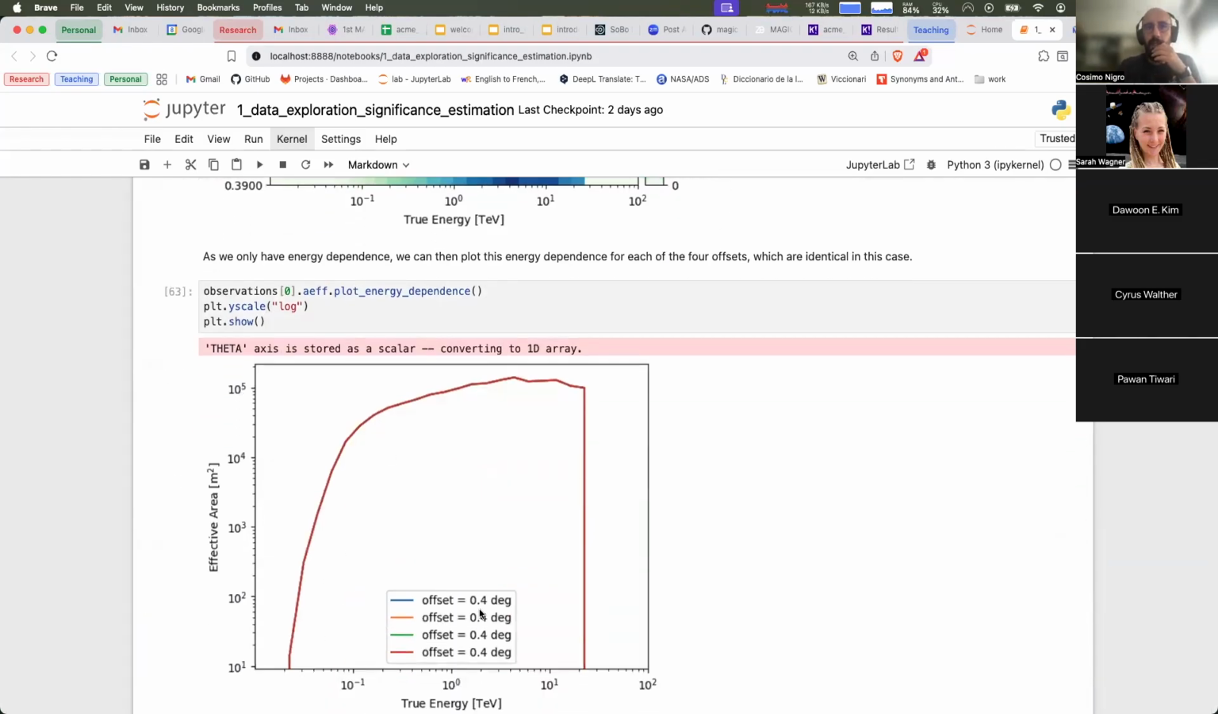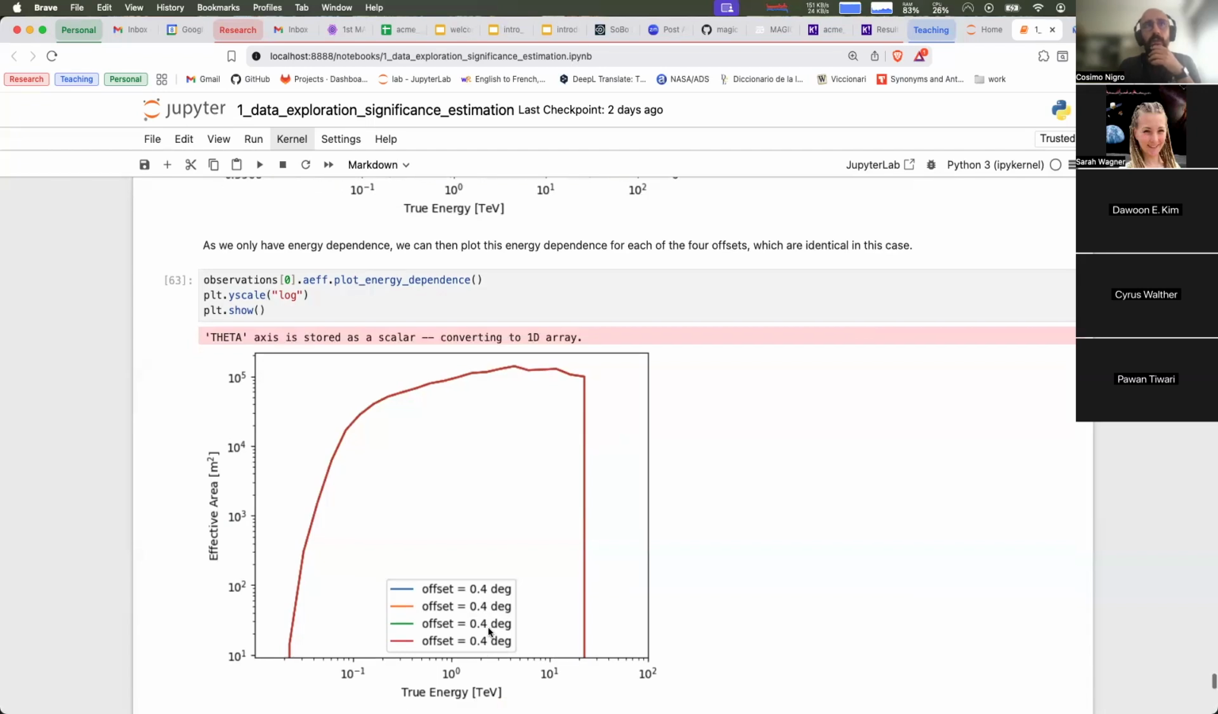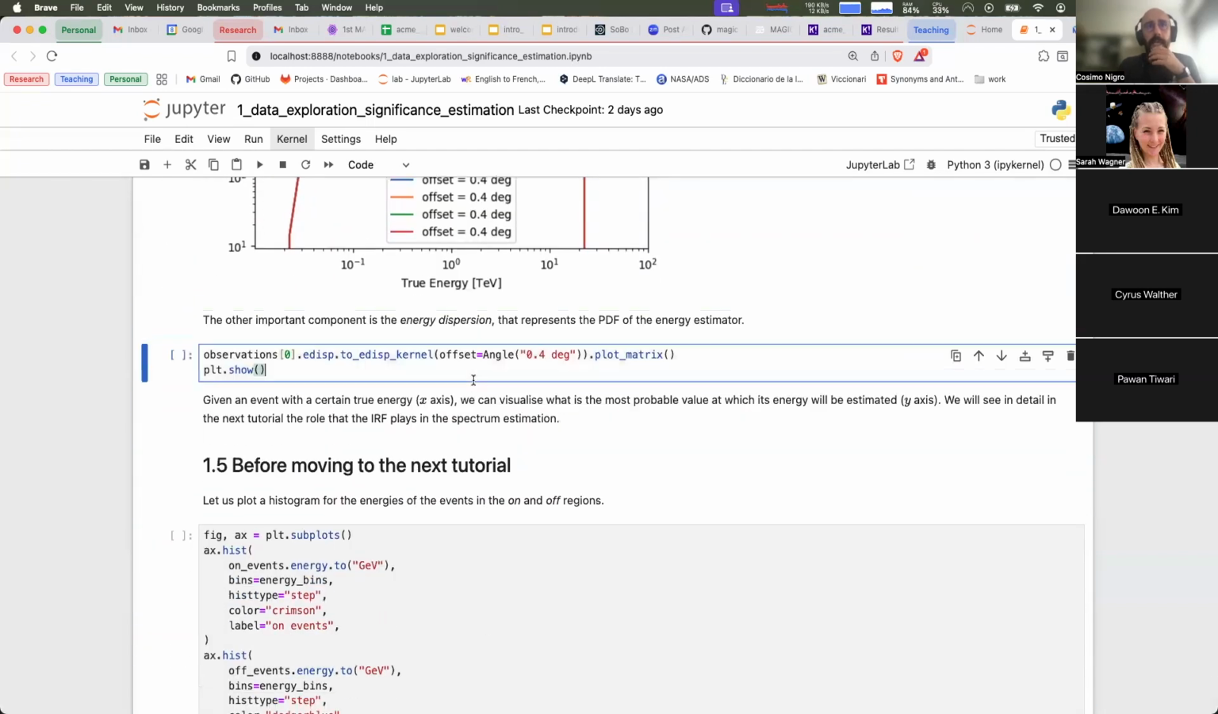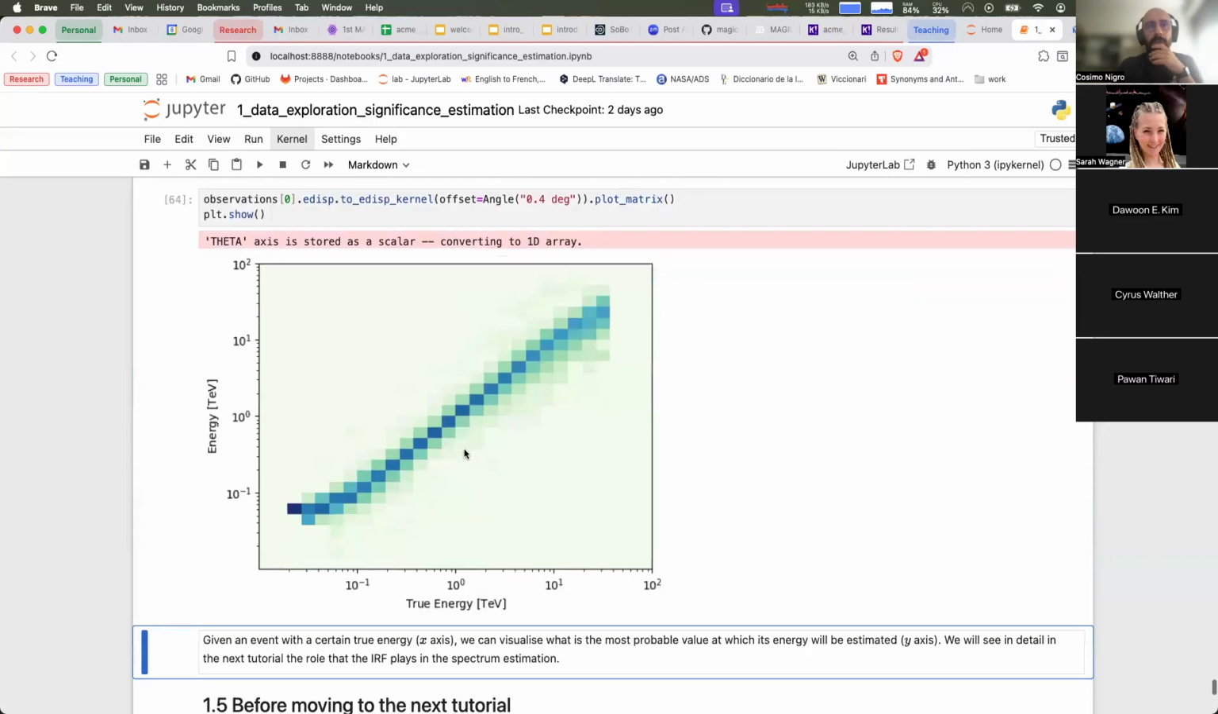And then, as you can see, we really don't have any dependency on the offset. And then we can plot the migration matrix. I think this was explained in Giacomo's slides. What this represents is, given a certain true energy on the x-axis, the probability distribution of its reconstructed energy. The darker area represents the most probable value at which an event with an energy in that bin will be reconstructed. And it's more or less diagonal.